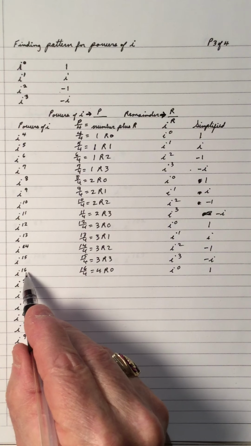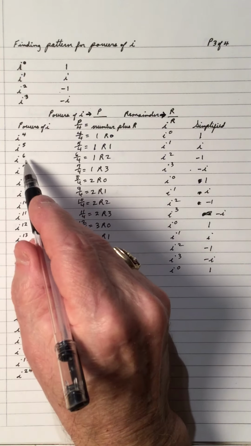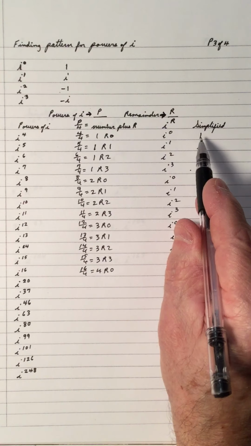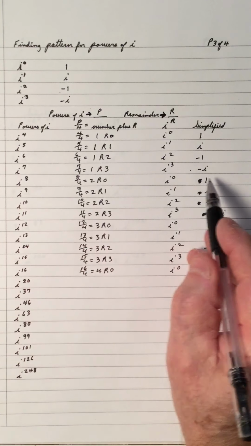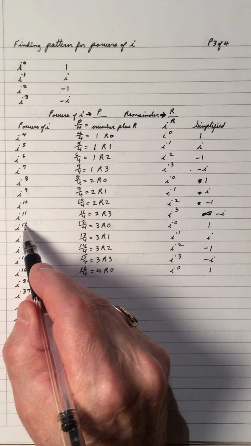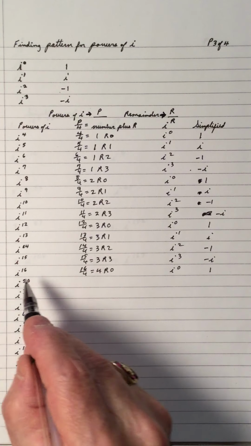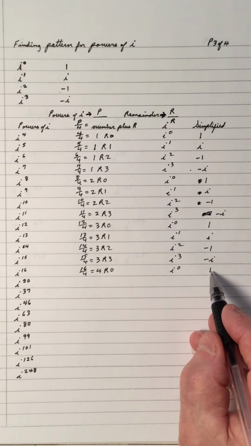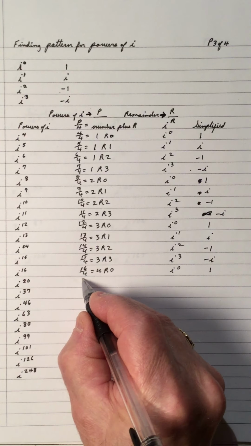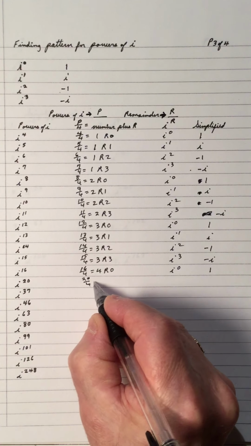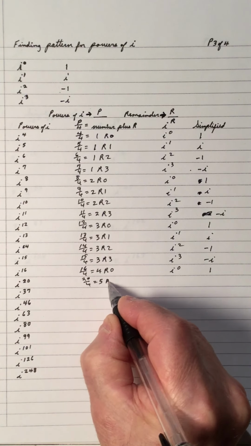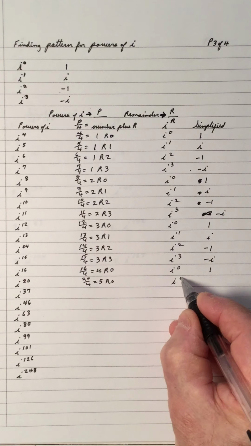So notice all multiples of 4 give me a 1. 4 gives me a 1. 8 is a multiple, gives me a 1. 12 is a multiple of 4, gives me a 1. 16 is a multiple of 4, gives me a 1. 20 divided by 4 is 5, with a remainder of 0. i to the 0 is 1.